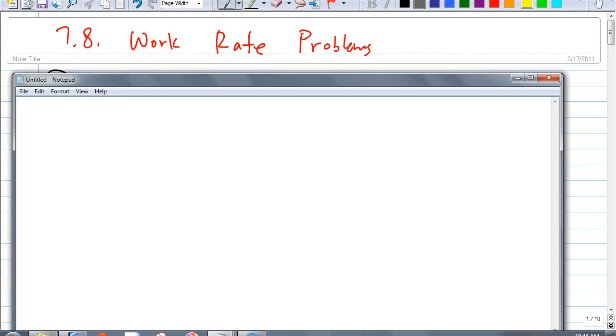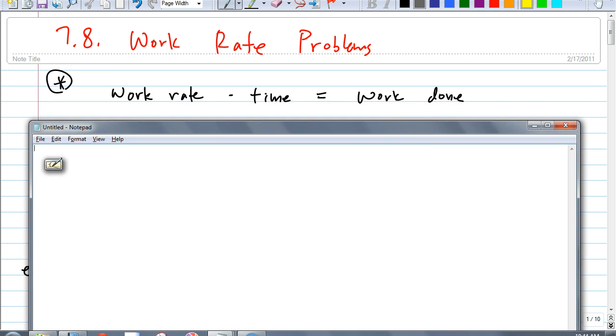So, work rate problem, guys. Do you guys remember rate times time equals to what? Distance. This work rate problem is kind of similar to this. Instead of having it equal to distance, this time it's work rate times time equals to work done. So please write that down.